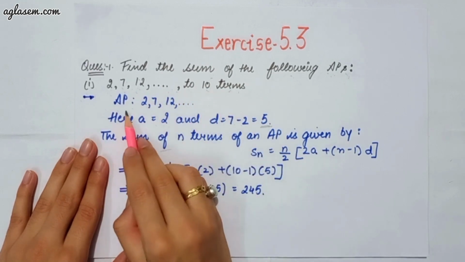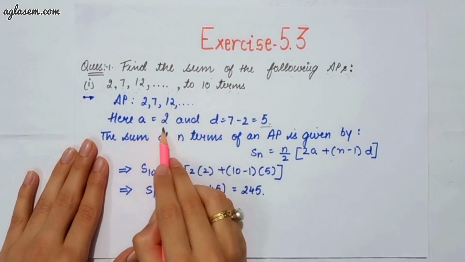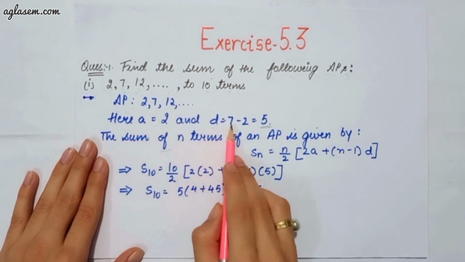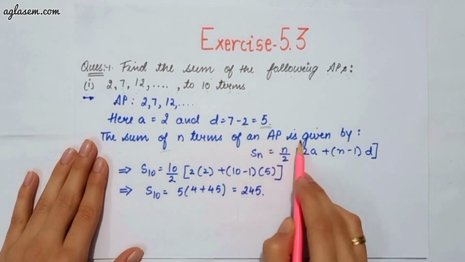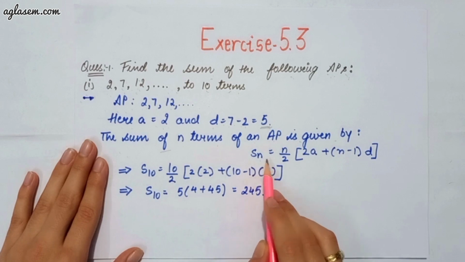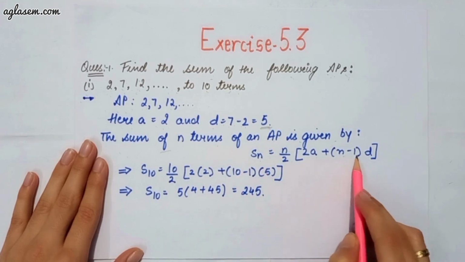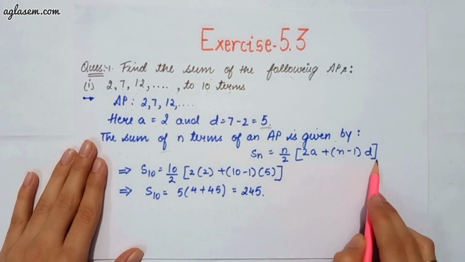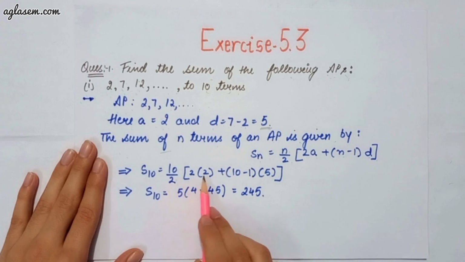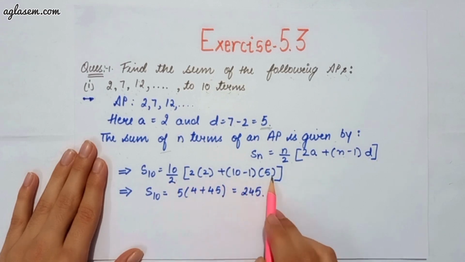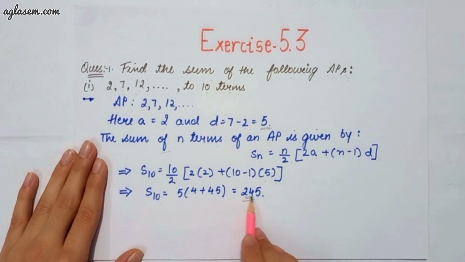So arithmetic progression, that is 2, 7, 12 and so on. Here we know a as 2 and d we can find as 7 minus 2, that is 5. The sum of n terms of an arithmetic progression is given by Sn equals n upon 2 into 2a plus (n minus 1) into d. Applying the values in this formula, we will get 10 upon 2 into (2 into 2 plus (10 minus 1) into 5). Solving this, we will get S10 as 245.